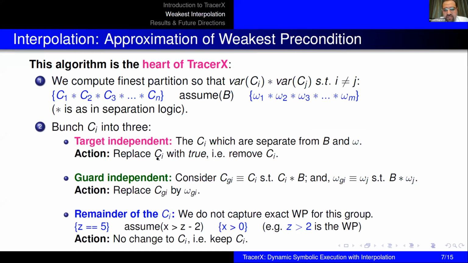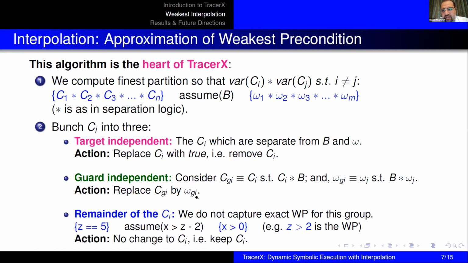We simply replace them with true. In other words, we remove them. The second group are guard independent CIs, which we show with CGI, and we compute them in this format. We ensure they do not share any variables with the constraints inside B, which is the assume. We simply replace the second group of CGI by omega GI.